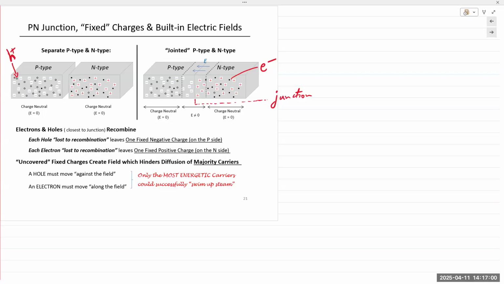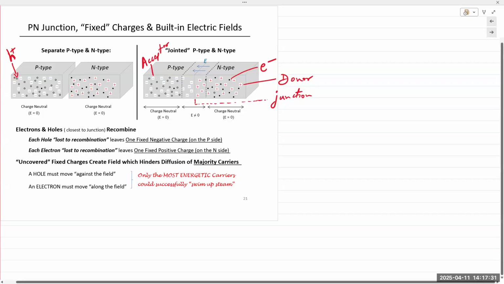These are donor atoms, and these are acceptor atoms, right? And because they're already ionized, they have positive charges on the N side and negative charges on the P side of the junction. So as the free charges disappear, these fixed charges stay in place because these are atoms. They're part of the lattice structure. They're not going to go anywhere.